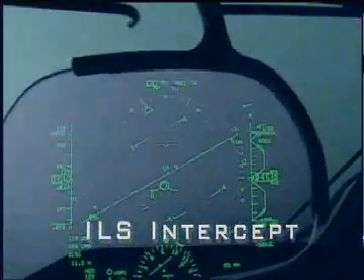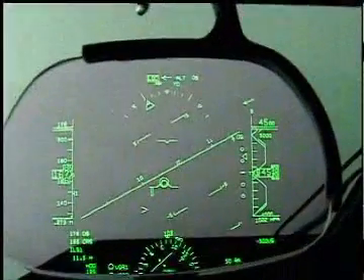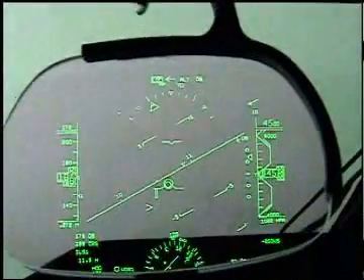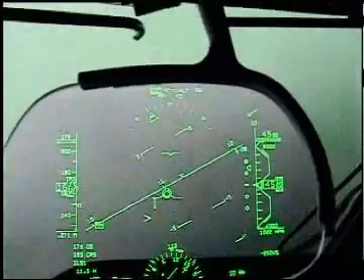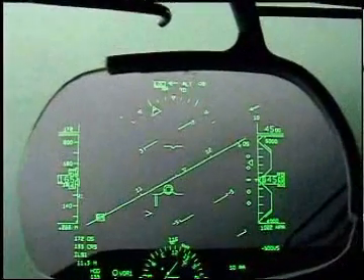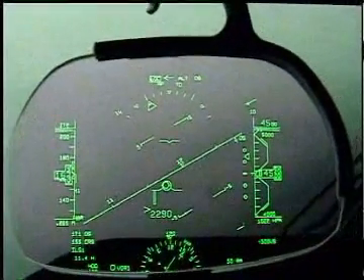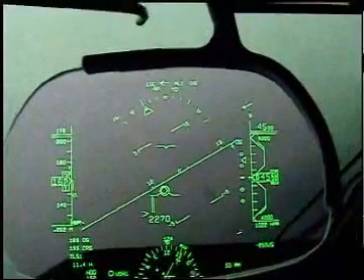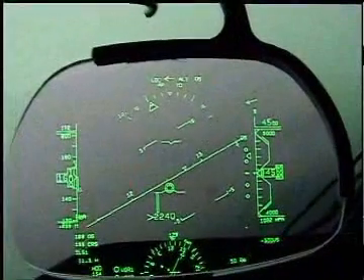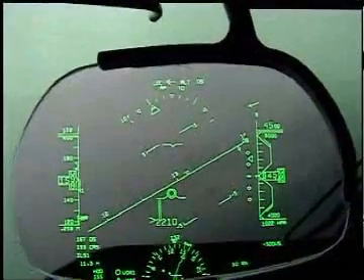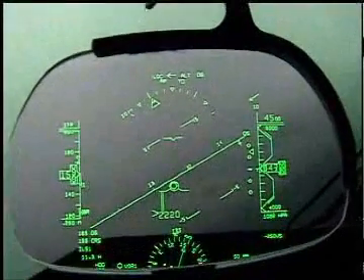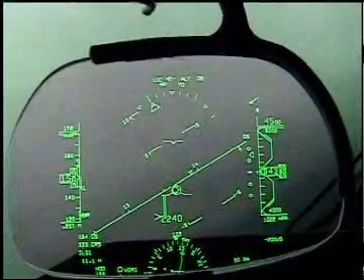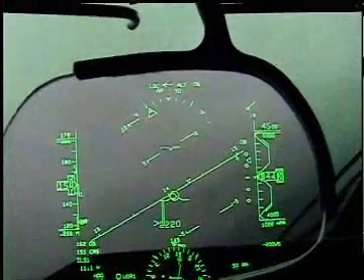ILS intercept. In the primary mode, the conventional HSI CDI display is used for all course deviation indications, whether localizer or VOR. When an ILS is selected and glide slope deviation is valid, the vertical deviation pointer is displayed. These displays enable the pilot to perform all normal navigation functions.